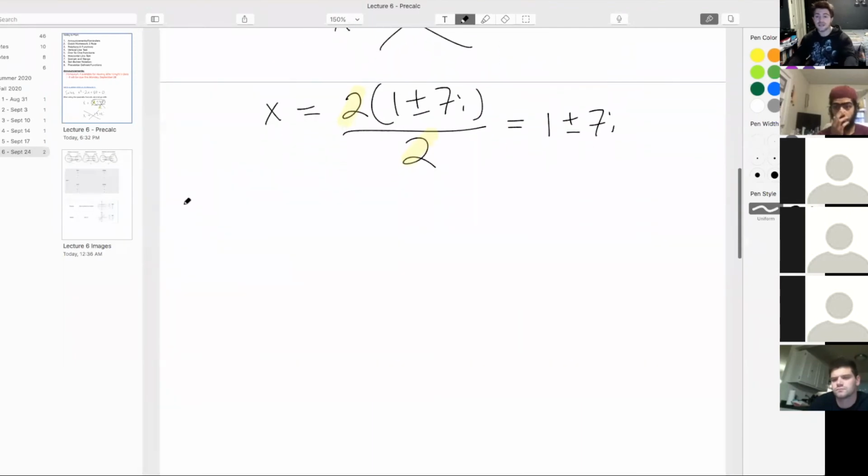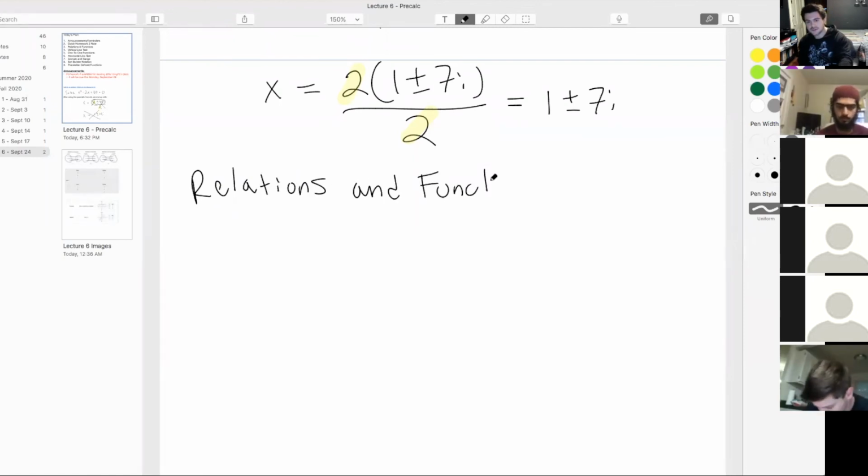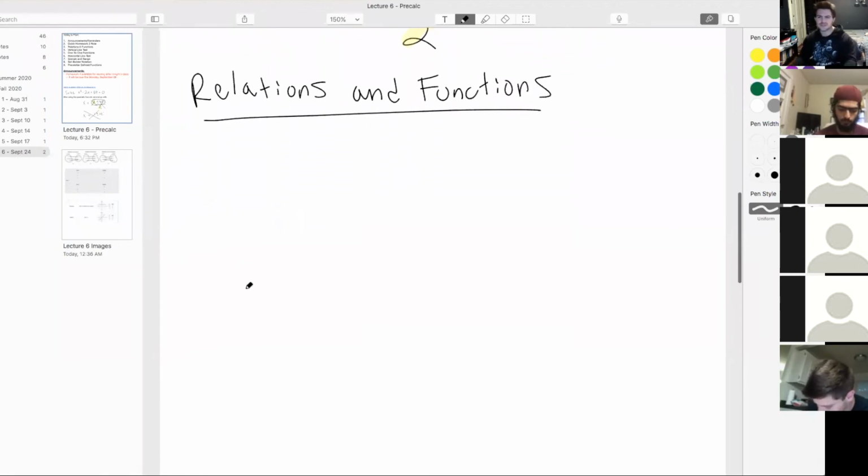All right, so tonight's thing is we're going to start with relations and functions. We're going to start off with just a little bit of writing, and then we'll get to some examples. First, I'm going to define what a relation is.